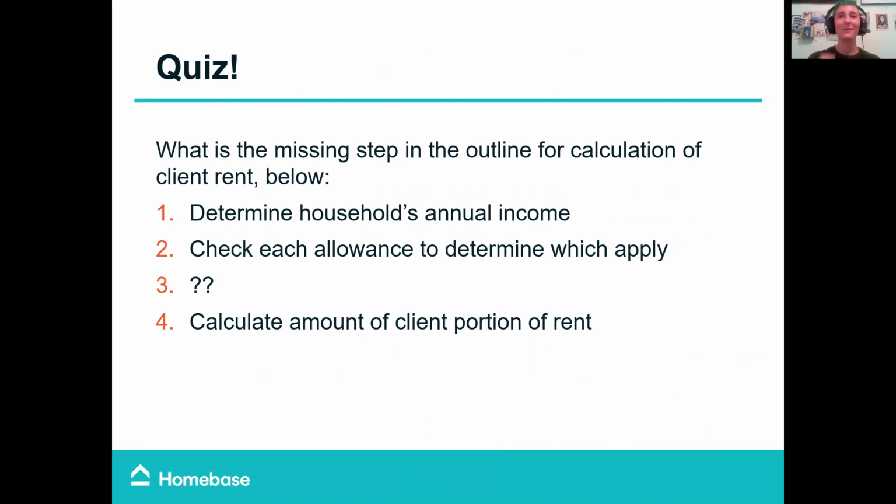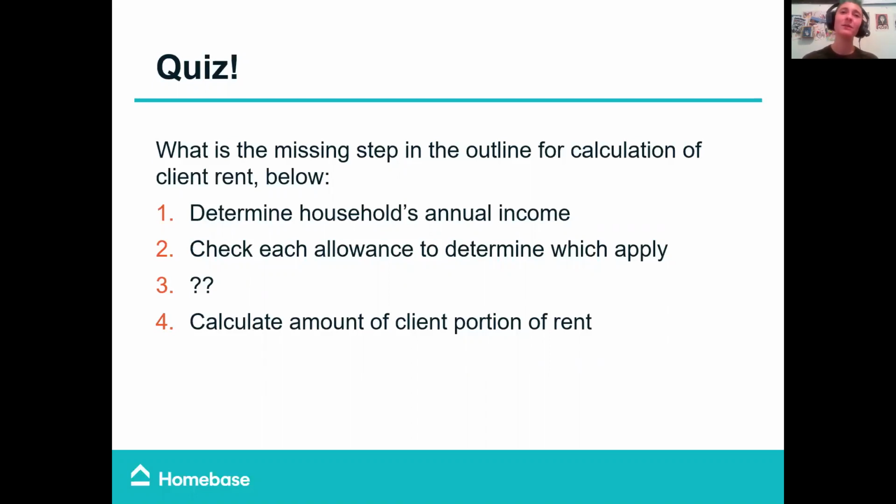So the next slide takes us through a bit of a quiz. But I'm going to give you this one. I'm not going to make you answer a quiz because I want to get to the utility allowance questions here. So the question is, what's the missing step here, right? We have the first step, determine household annual income. The second step, check each allowance to determine which applies. And then the fourth step is to calculate the client portion of rent. That missing piece here, which of course you all would have identified because you are all brilliant and have photographic memories, that third step is to subtract your allowances, right? Once you've determined which allowances apply, you subtract those allowances from the household's annual income.